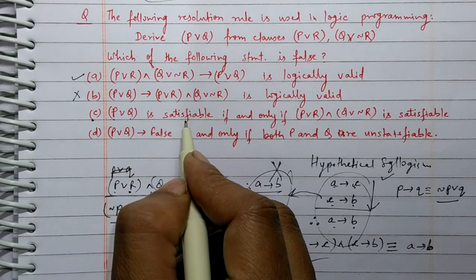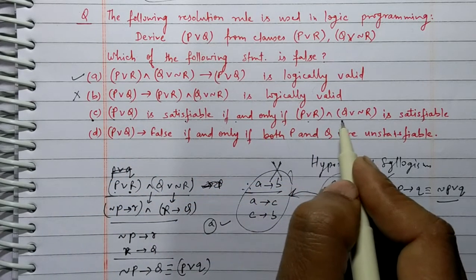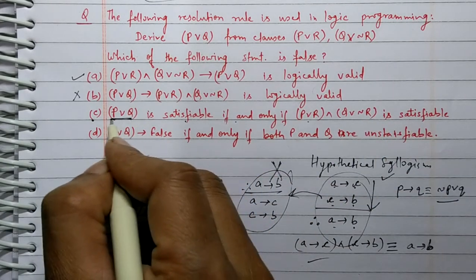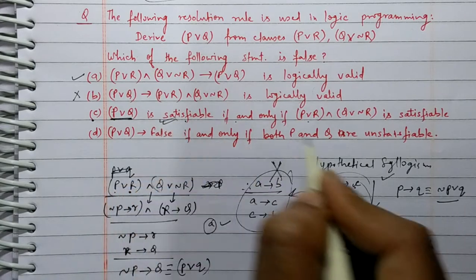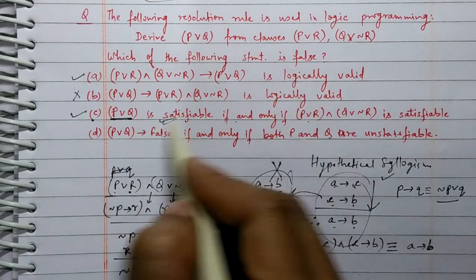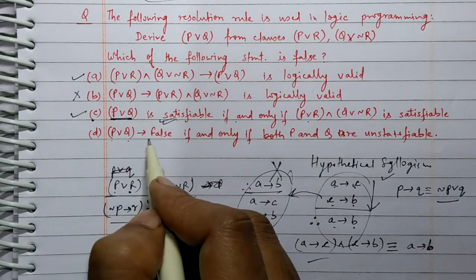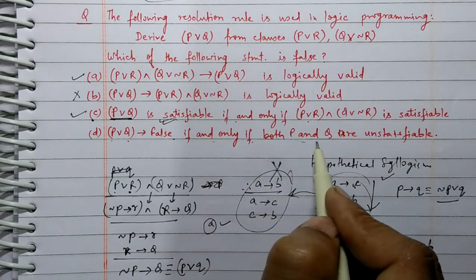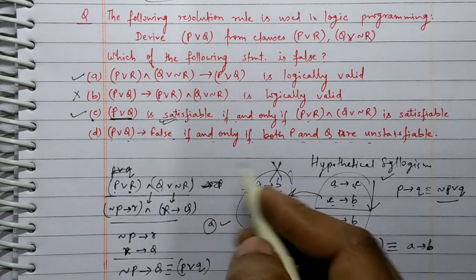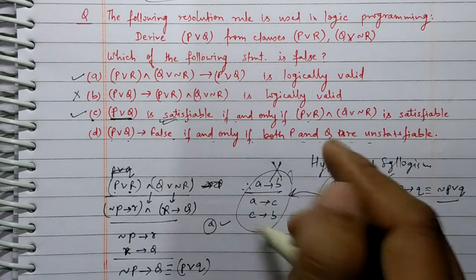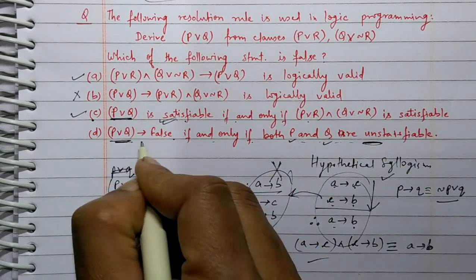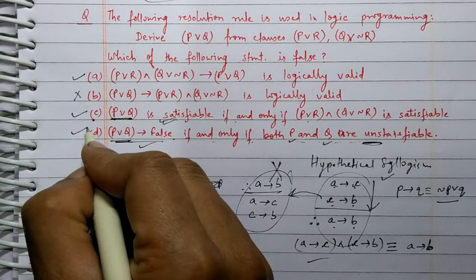See how C is wrong or not. P or Q is satisfiable if and only if P or Q and Q or not R is satisfiable. Any propositional statement is satisfiable, so it is valid or it is true. P or Q imply false if and only if P and Q are unsatisfiable. In general, any propositional statement is satisfiable, but if the question says that P and Q are unsatisfiable, then P or Q imply false is correct. So this statement is correct.